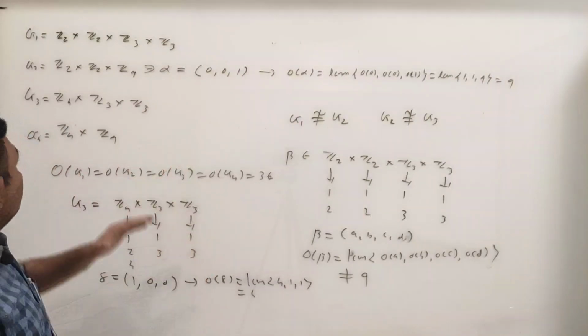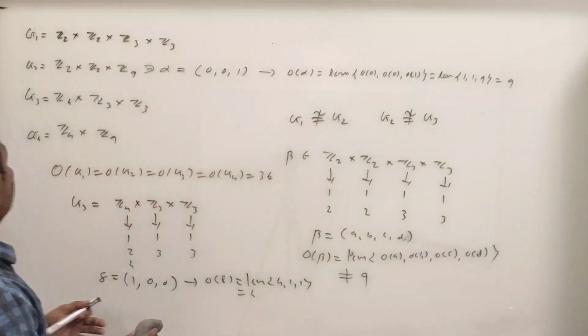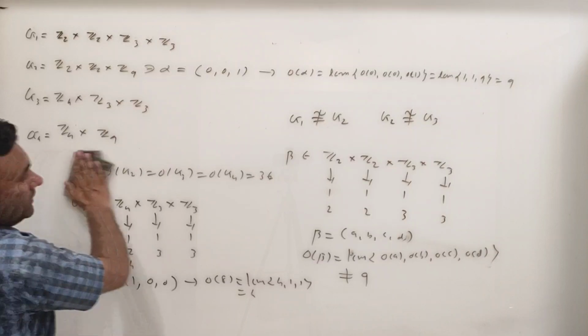But how to list these 4 groups? So let us see. तो ये मैंने कैसे लिस्ट किए थे.